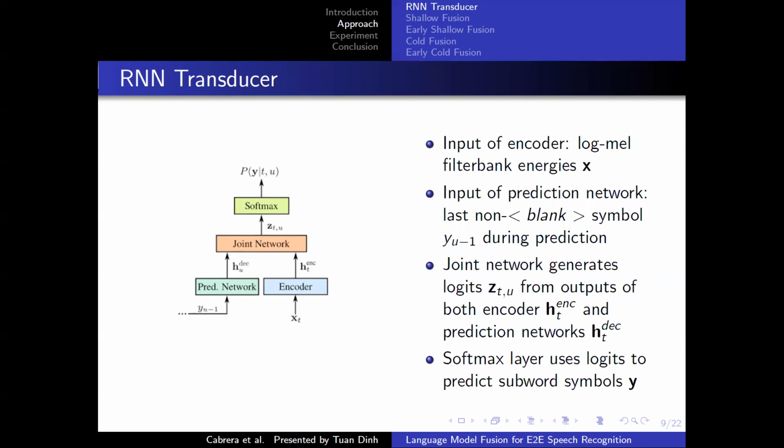In the left figure, from bottom to top, the encoder receives log mel filter bank energies x and outputs hidden state h encoder. The prediction network receives the last non-blank symbol and outputs the hidden state h decoder. The joint network receives the two hidden states, h encoder and h decoder, and outputs logit z. The softmax layer receives the logit z and predicts output symbols.